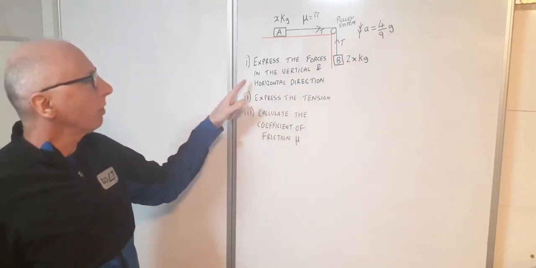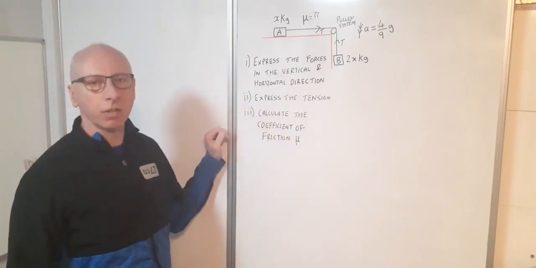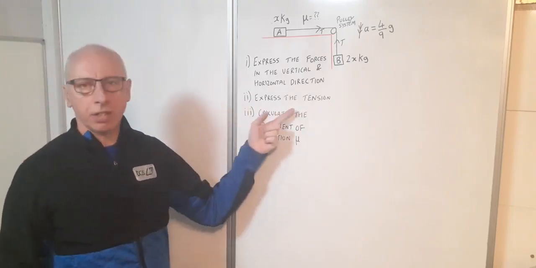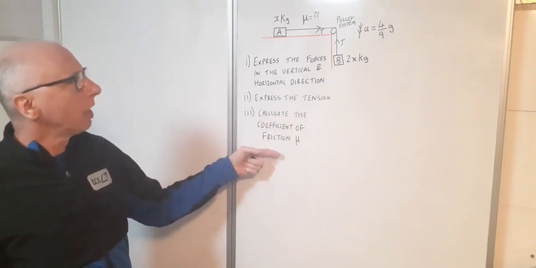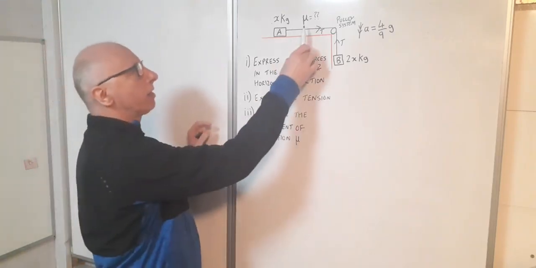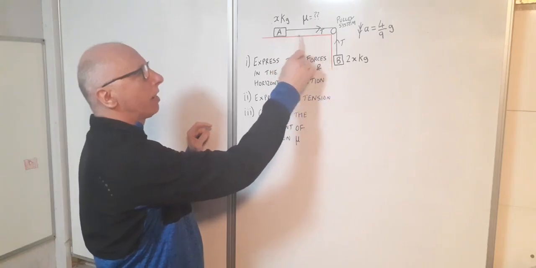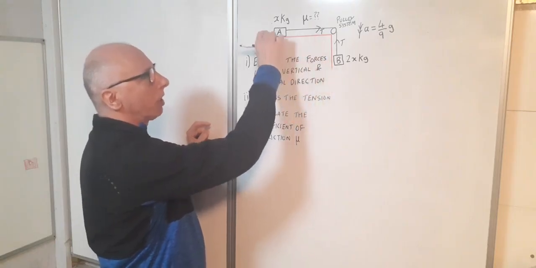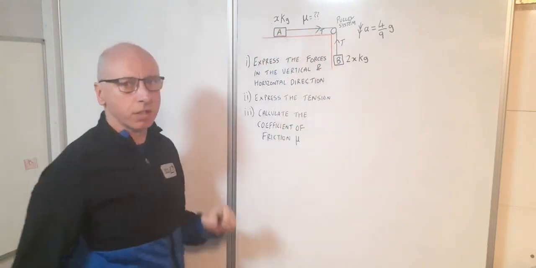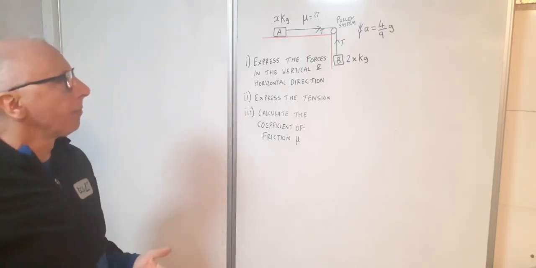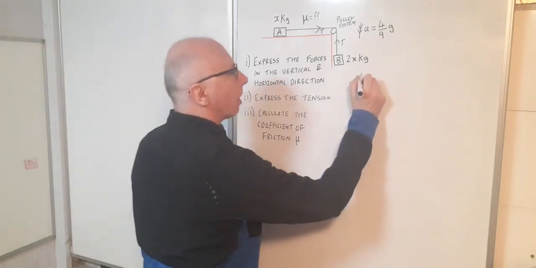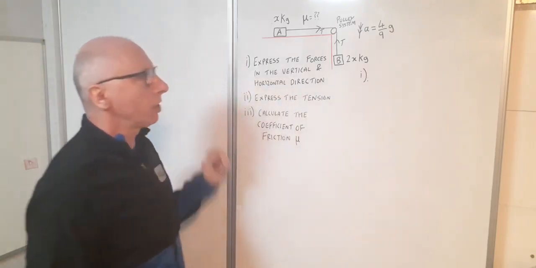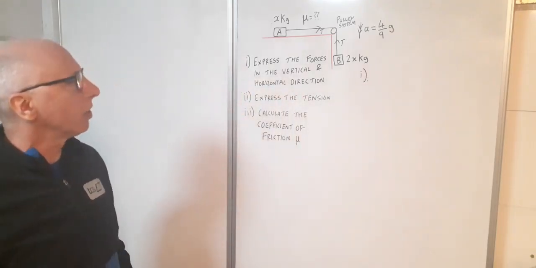And we want to express the forces in the vertical and horizontal direction. Then we're going to express the tension, and then we're going to calculate the coefficient of friction mu. Because the one thing that is happening on this table here, there's a little bit of friction coming off the table as A slides across. So how are we going to represent that? So part 1, let's go for part 1. Express the forces in the vertical and horizontal direction.